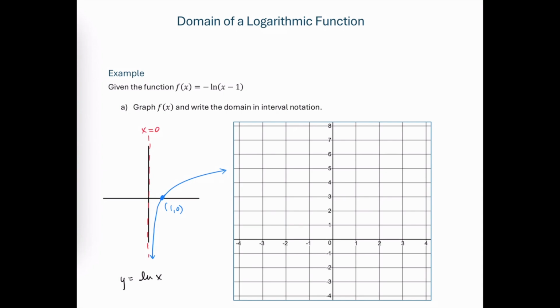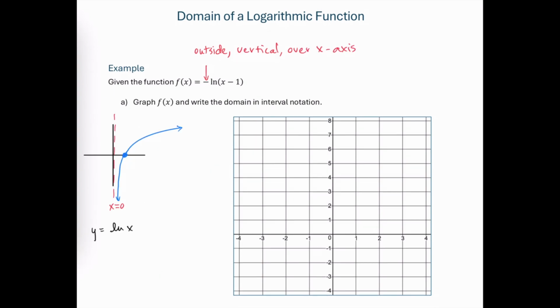In this example, we actually have two transformations. Our order of transformation says that we need to do these multipliers first, and an outside multiplier is going to be a flip vertically, which basically means over the x-axis. So I'm going to shrink down the original graph so that we have space for this first transformation.